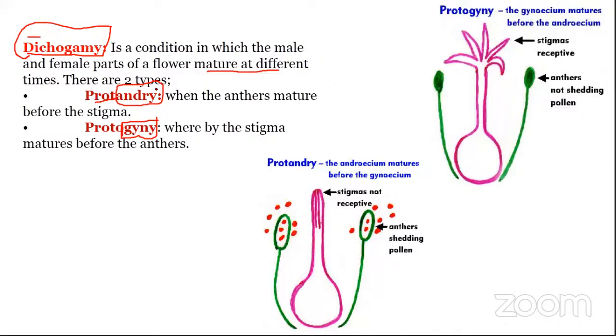Some females are called Gina, okay? Much as here in Uganda we normally don't use it so much, but you can also call yourself Gina if you want. Now, you can see that with protogyny, it is the female or gynoecium that matures before the stamen. And with protandry, it is the androecium which matures before the gynoecium. So they should never, ever confuse you.